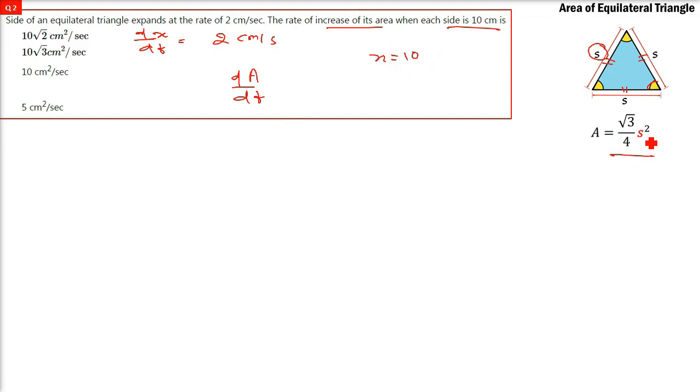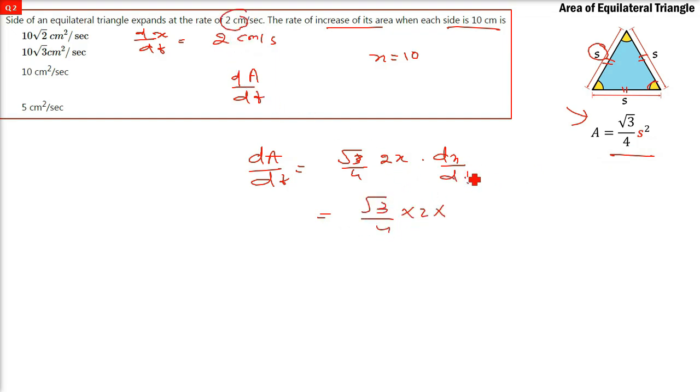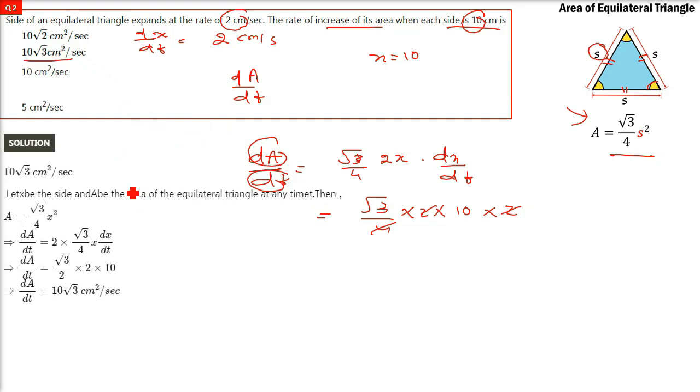So we have the area formula like this. I'm just differentiating it. dA by dt is going to be equal to root 3 by 4 into the derivative of x square, which will be 2x, then we have dx by dt. Here x is 10 and dx by dt is also given, which is 2. So you can just cancel it out. It is 10 root 3 centimeters square per second, because area by time is centimeters square per second. So this is your answer. This is the way you write it, if at all you have to write.